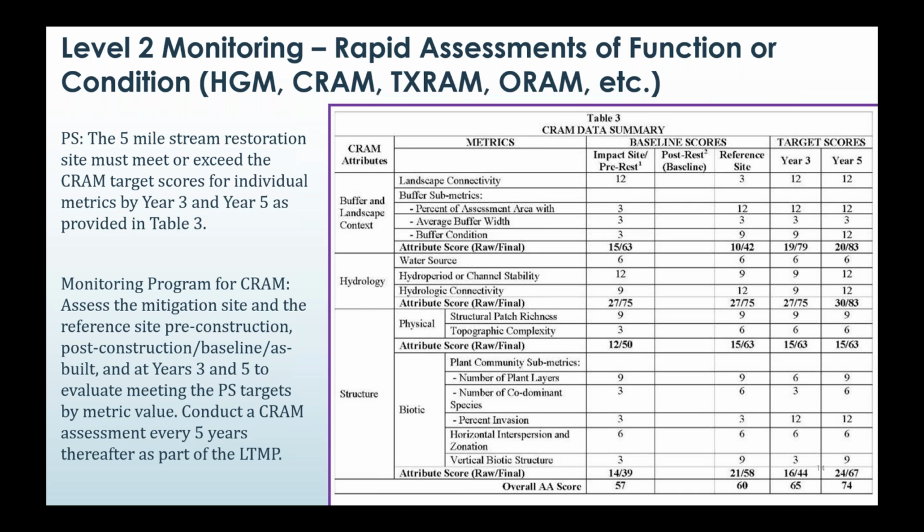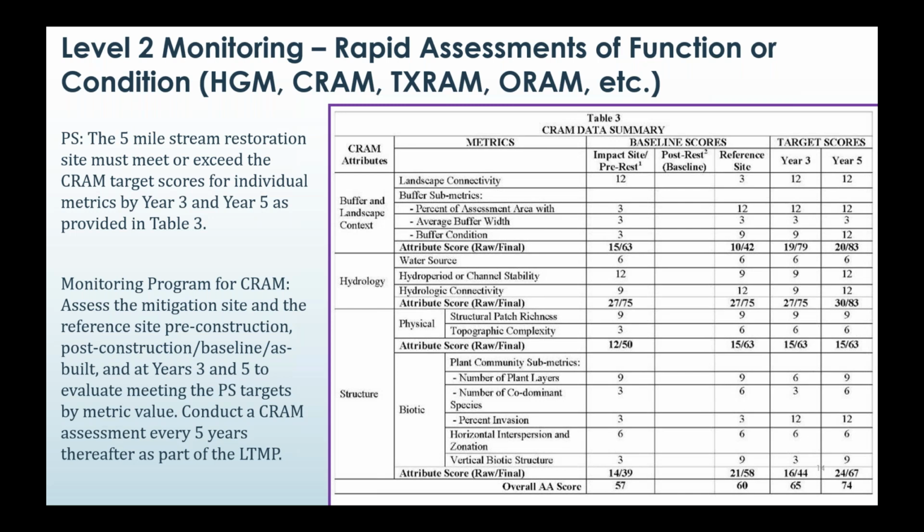Okay, so you see here these are CRAM attributes on the left-hand column: buffer, landscape context, hydrology, and structure, which includes both physical and biological structure. There are pre-restoration site scores. Those are actual scores that are collected. The post-restoration baseline score in this example is not done yet, right? Because this was something that I had put in a mitigation plan forever ago at the beginning of use of CRAM. But after construction, a new baseline needs to be established there.